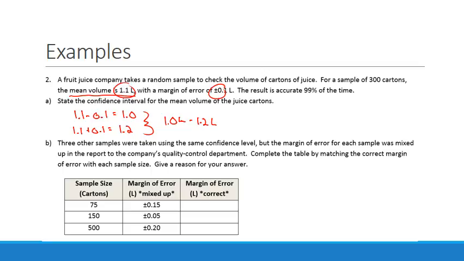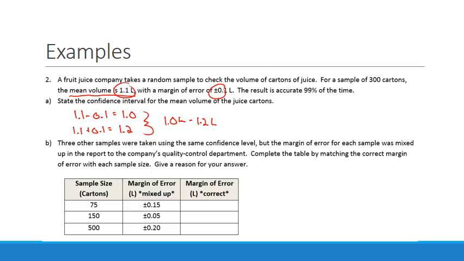Okay, so they know that you could have up to 1.2 liters, because they don't want to short you juice. They want to make sure you have at least 1 liter. Now, that's how I found that confidence interval. B, 3 other samples were taken using the same confidence level, but the margin of error for each sample was mixed up in the report to the company's quality control department. Complete the table by matching the correct margin of error with each sample size.